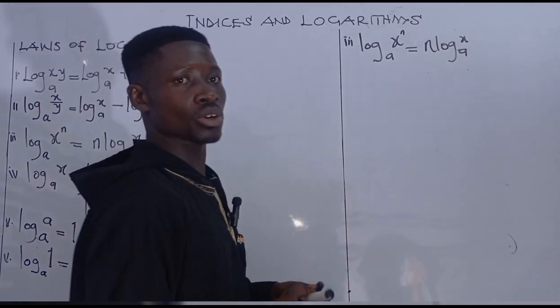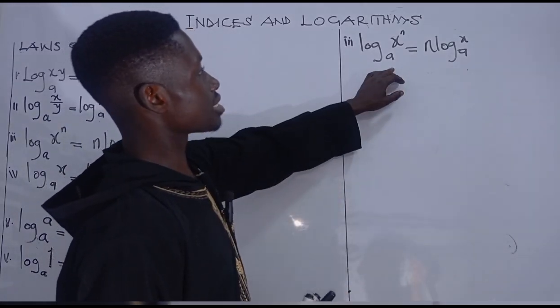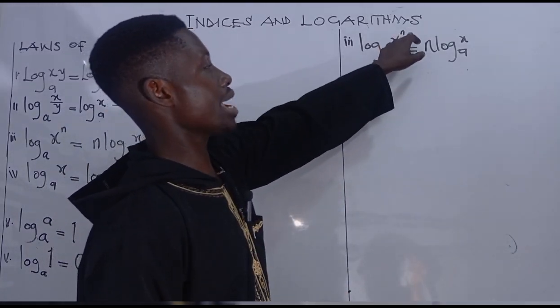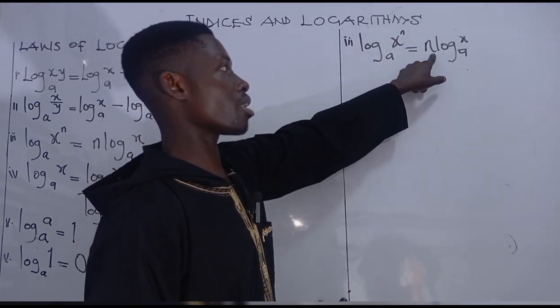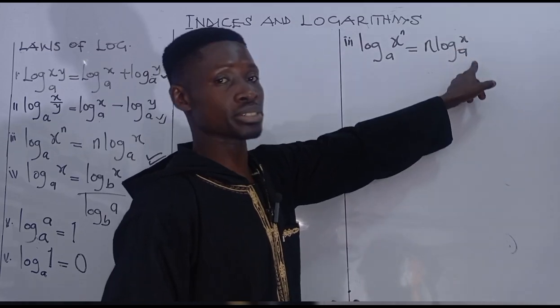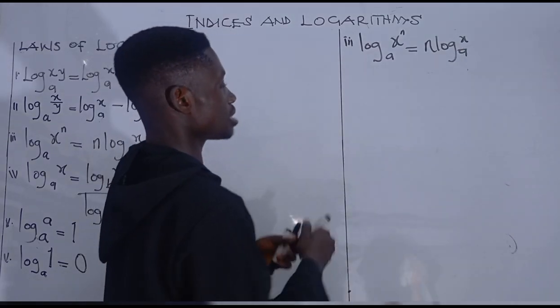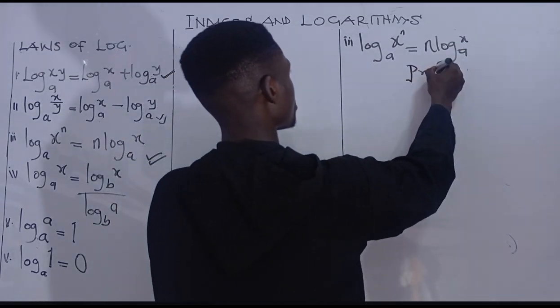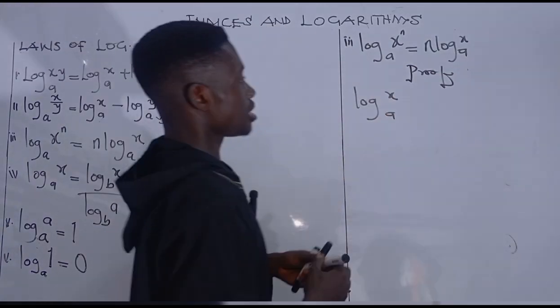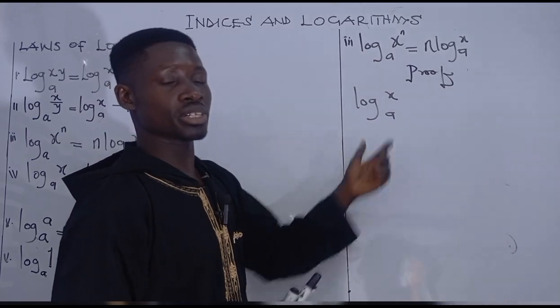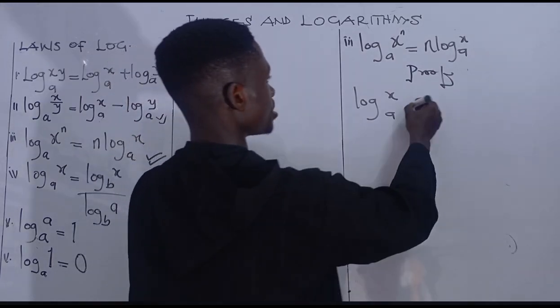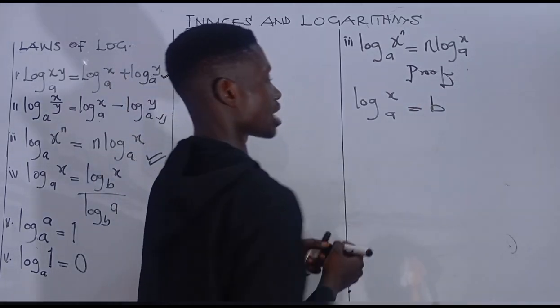So we have our second law. We want to prove that the logarithm of x raised to the power n to the base of a is equal to n, which is the power, multiplied by the logarithm of x to the base of a. We want to prove this particular law. Now, we are going to let any variable represent this logarithm. So let's say, let b represent this logarithm.